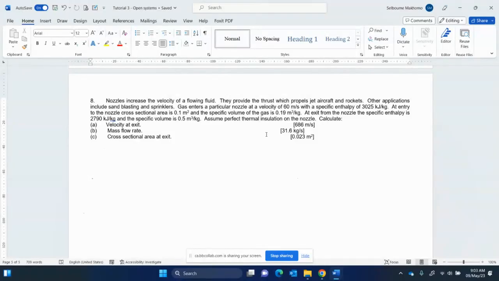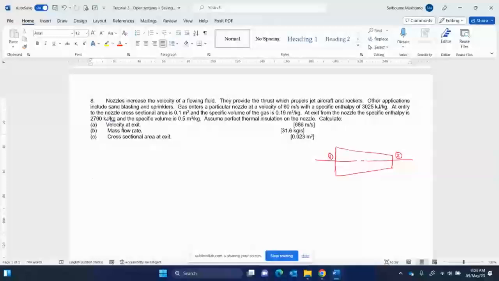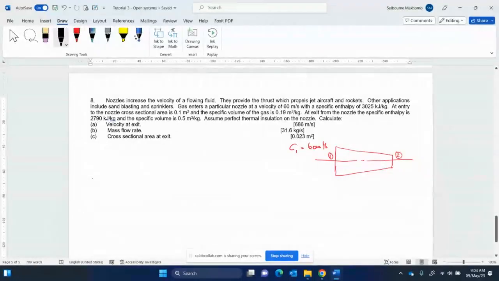Gas enters a particular nozzle at a velocity of 60 meters per second. Let me draw a sketch of that nozzle. So these are inlet conditions and outlet conditions. The inlet velocity C1 is 60 meters per second. I'm using a wrong font, let me change the font color. And the enthalpy H1 is 3025.